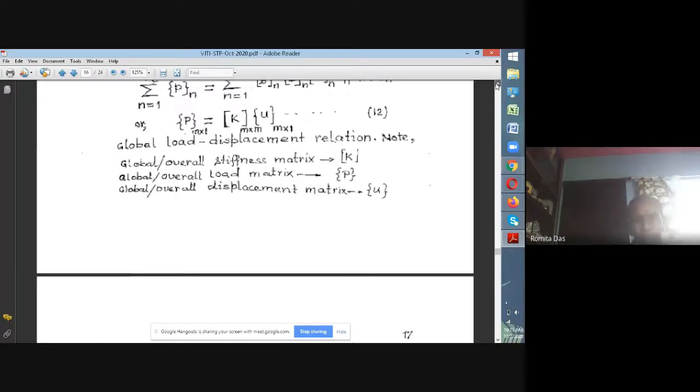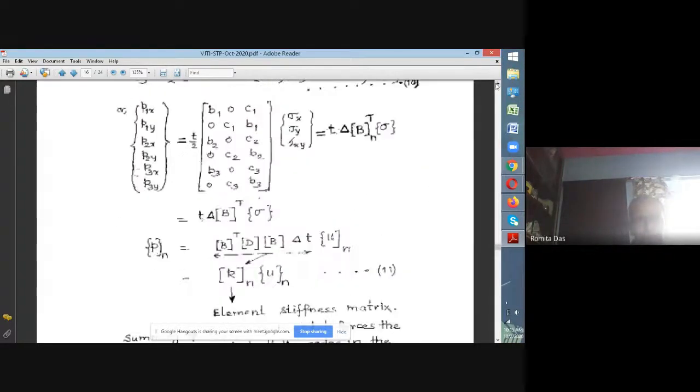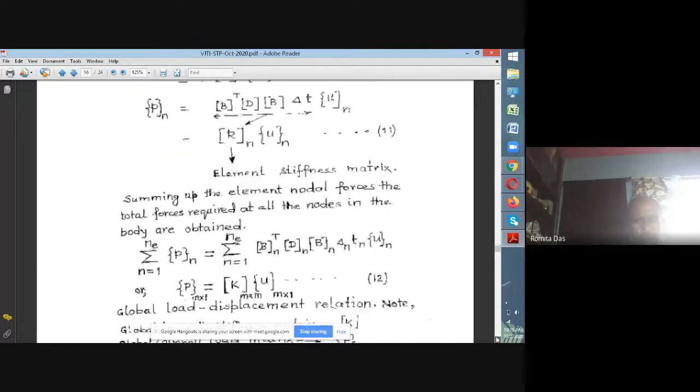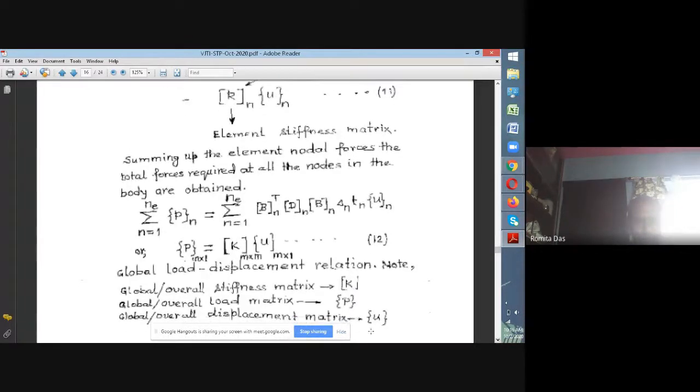I think I would like to give you some physics so that you can appreciate the meaning of how you adapt the element relationship to get the global relationship. What is this? You see here, we take each of the element relations and then go on adding over the number of elements, and we get the global loads, and on this side we get the global stiffness matrix multiplied by the global displacement.